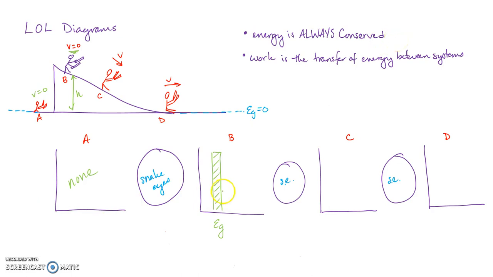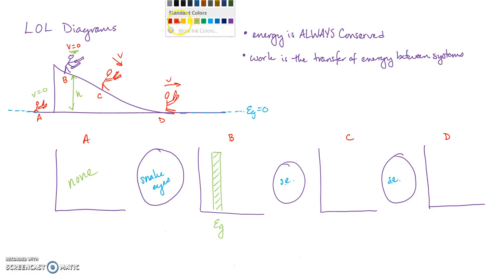So the question is, where did he get this energy from? And that goes to our second statement here, that work is the transfer of energy. If Billy's playing with Snake Eyes, Billy lifted Snake Eyes up to here. So that means that Billy put the energy into Snake Eyes. If Billy didn't lift him, Snake Eyes would have never gotten that energy.